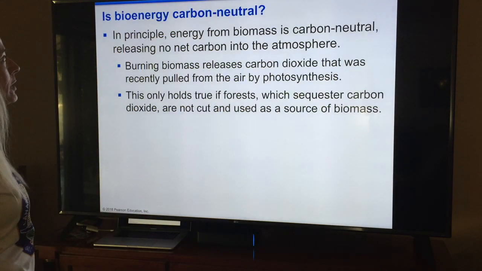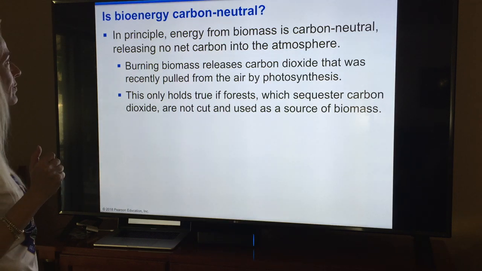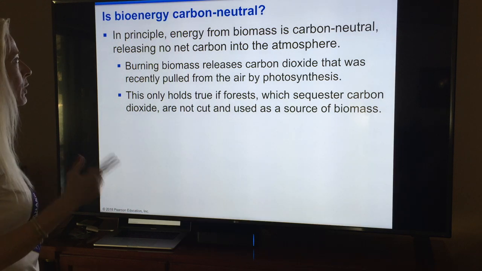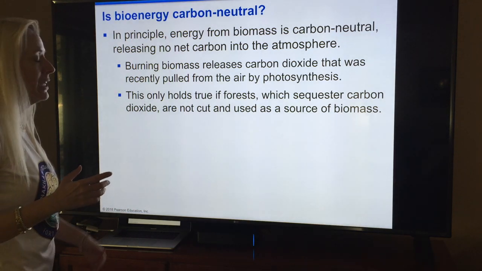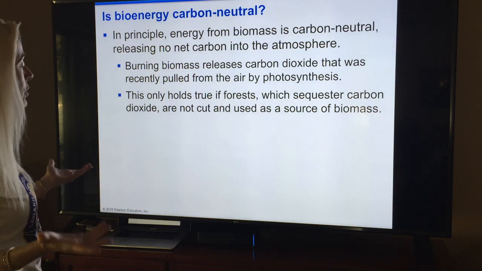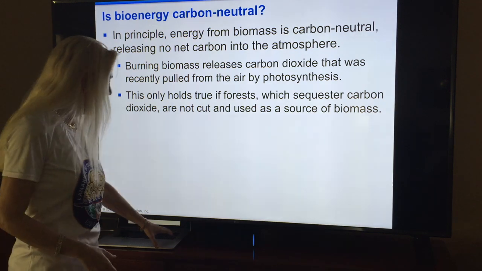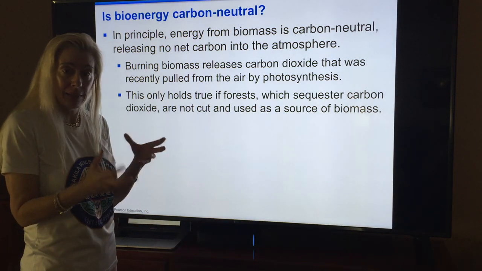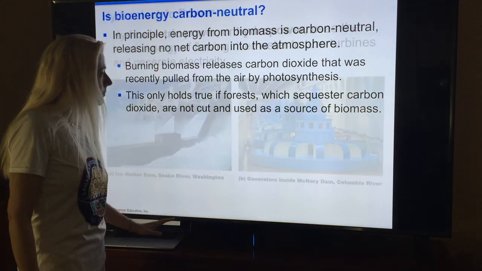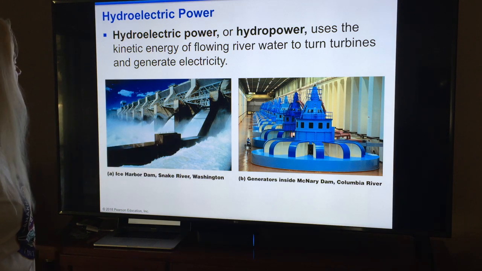In principle, energy from biomass is carbon neutral, releasing no net carbon into the atmosphere. Burning biomass releases carbon dioxide that was recently pulled from the air by photosynthesis, so it's not sequestering it anymore. This holds true of forests, which sequester carbon dioxide when not cut and used as a source of biomass. Because when you burn it, it's no longer being contained in whatever it was, be it a plant or a tree.